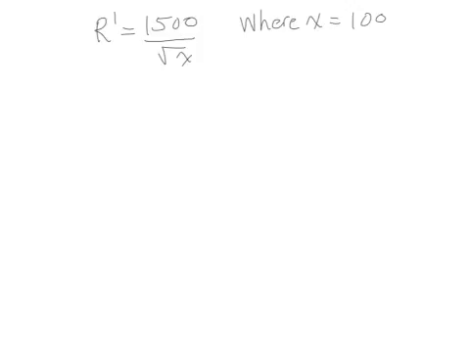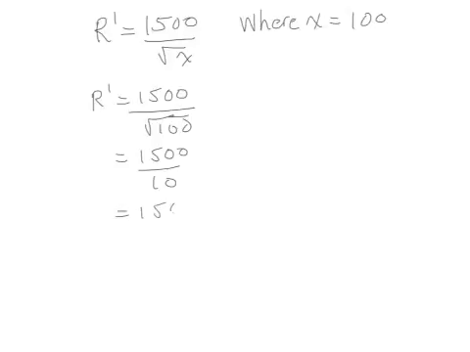So now we're being asked to evaluate the marginal revenue product at x equals 100. So we're going to substitute our x value here for 100. And we know that 100 is a perfect square, so to take the square root of 100 is 10. So it's 1500 over 10, which equals 150.